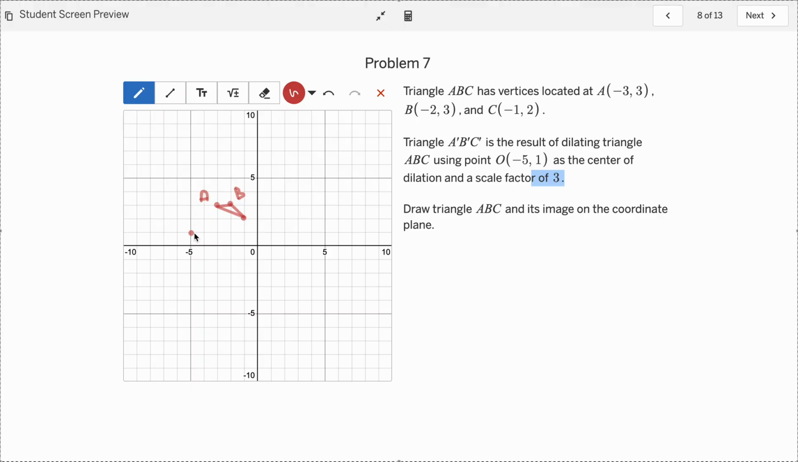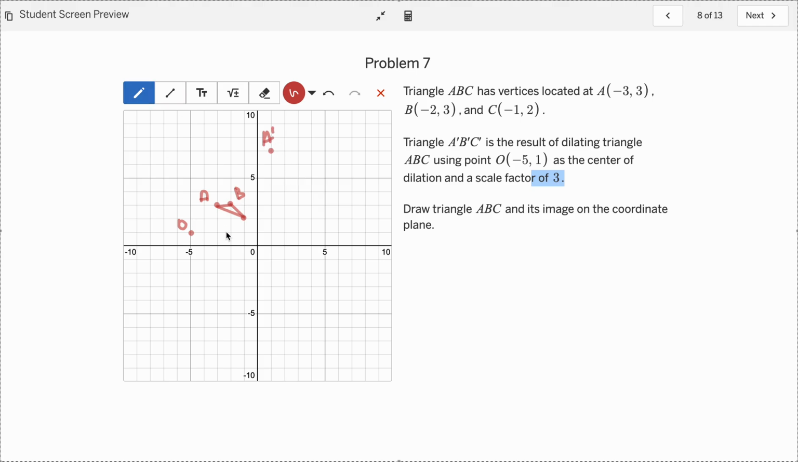So the distance from O, which is right here, to A is I go up 2 over 2. If I do that 3 times from my center, then I'm going to be able to get my A prime. So I go up 2 over 2 once, twice, 3 times. So my new point A is right here. That's A prime. Then I do the same thing with B.